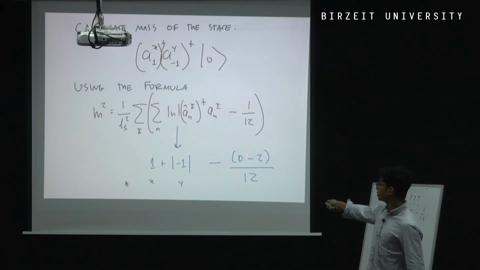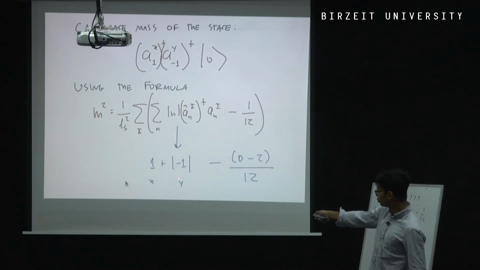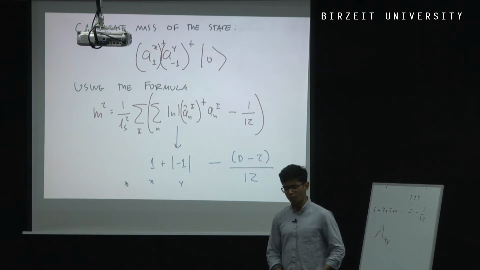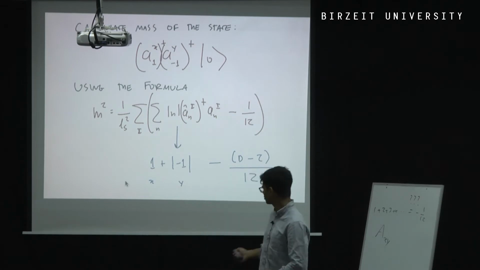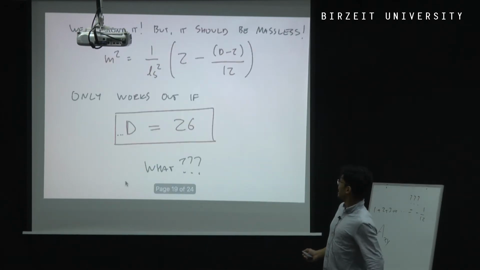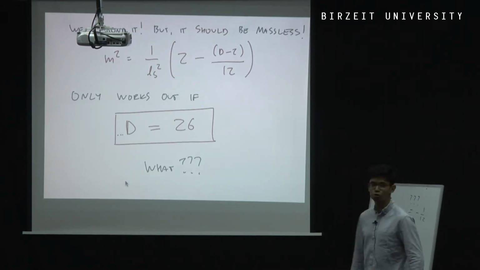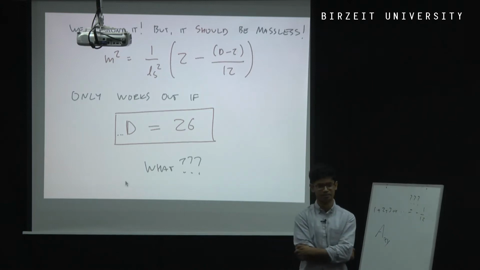Okay? So the mass of this whole state is 1 over L string squared times 2 minus d minus 2 over 12. Okay. What is the correct answer for this? What should the mass of the graviton be? Anyone? 0. Is it 0? Yeah. So the mass of the graviton should be 0, but instead we get 1 over L string squared times 2 minus d minus 2 over 12. This is very disappointing.